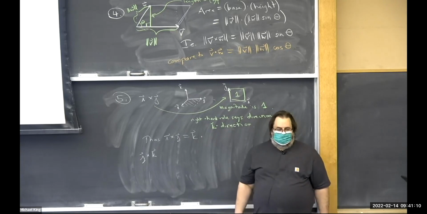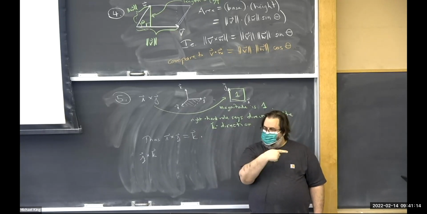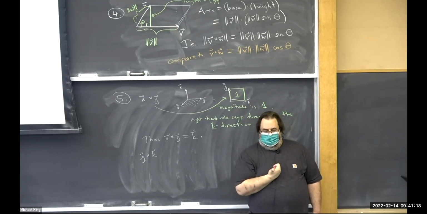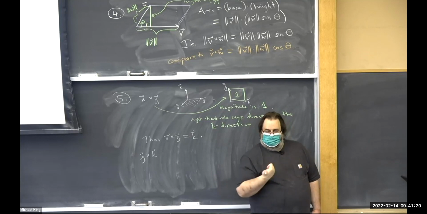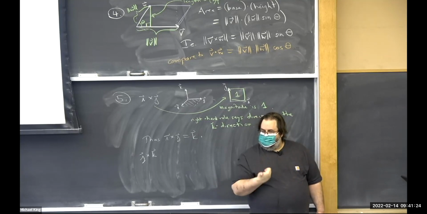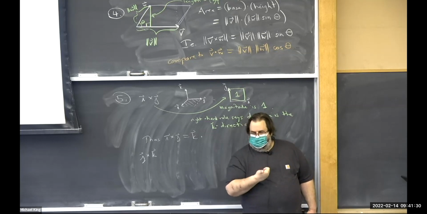So stick your fingers in the J direction, that's the K direction. Stick your fingers in the J direction and curl them towards the K direction. Yeah? You agree? So J cross K is I.